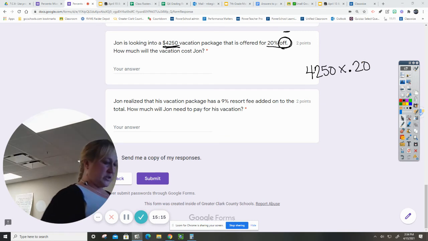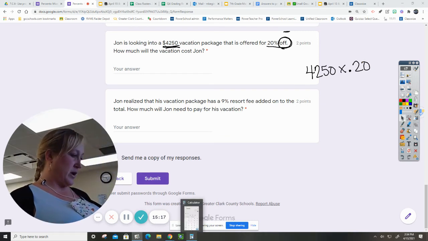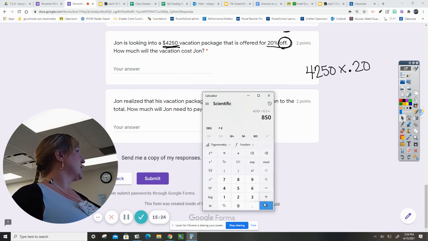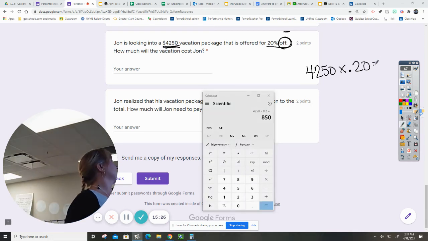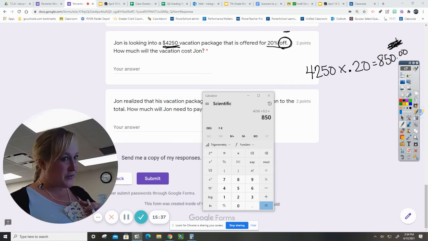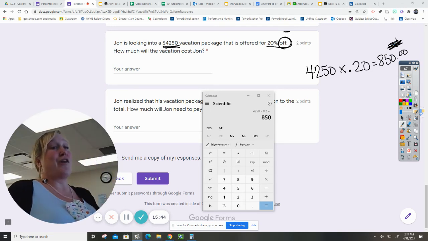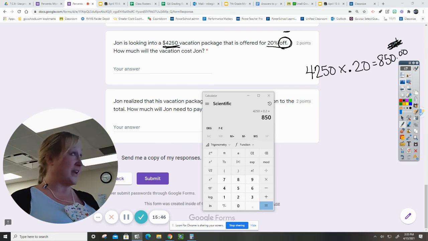I am, again, going to use my calculator because that is what I am going to do. 4,250 times 0.20 equals $850. Wow. Okay, so that $850 is not the vacation. The $850 is how much he's getting off of the $4,000 plus vacation.